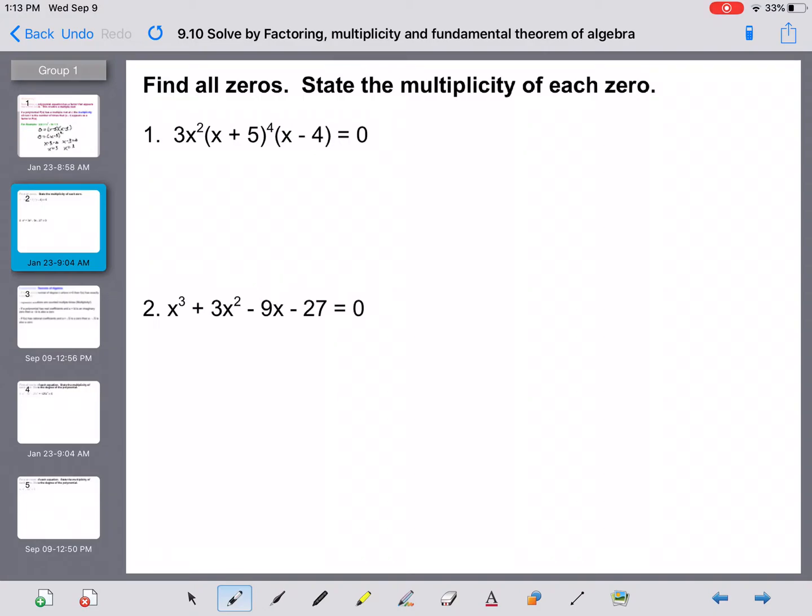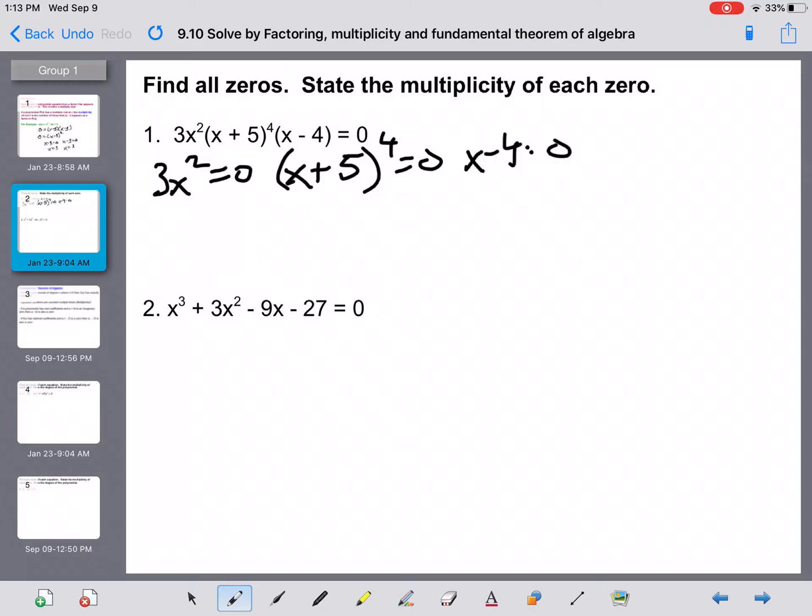So looking at number 1, it's already in factored form for us, so it's 3x squared times the quantity x plus 5 raised to the 4th times x minus 4 is equal to 0. So we're going to use the zero product property to solve. So we're going to say 3x squared is equal to 0, x plus 5 to the 4th is equal to 0, and x minus 4 is equal to 0. So when we solve this, we're going to divide by 3 and then take the square root.